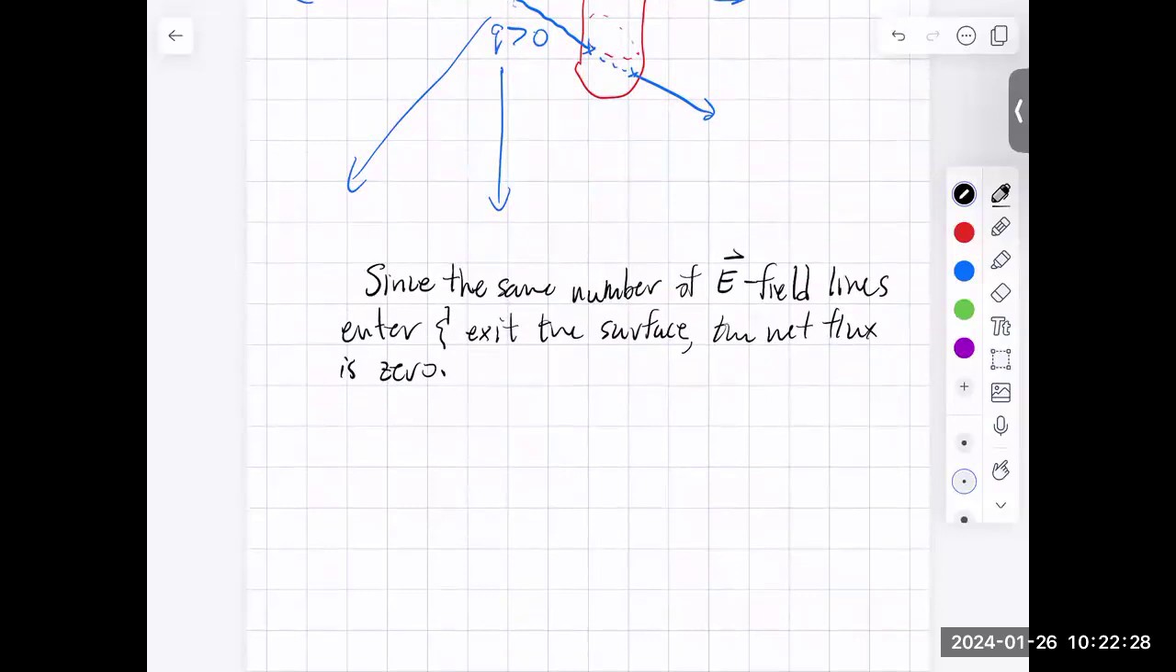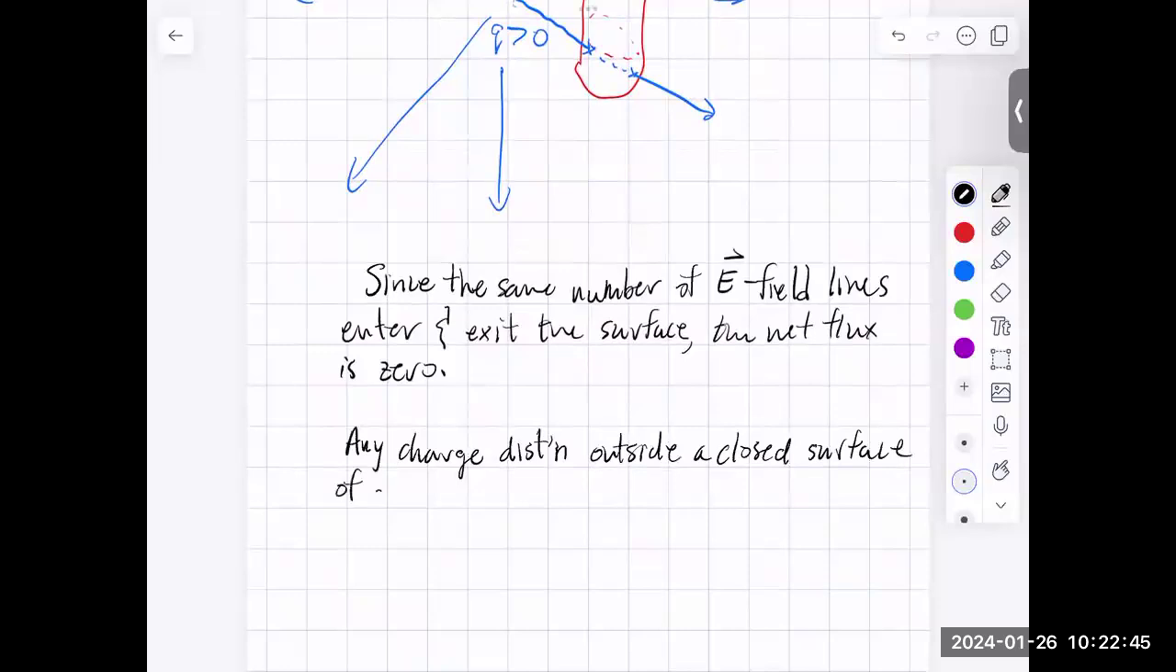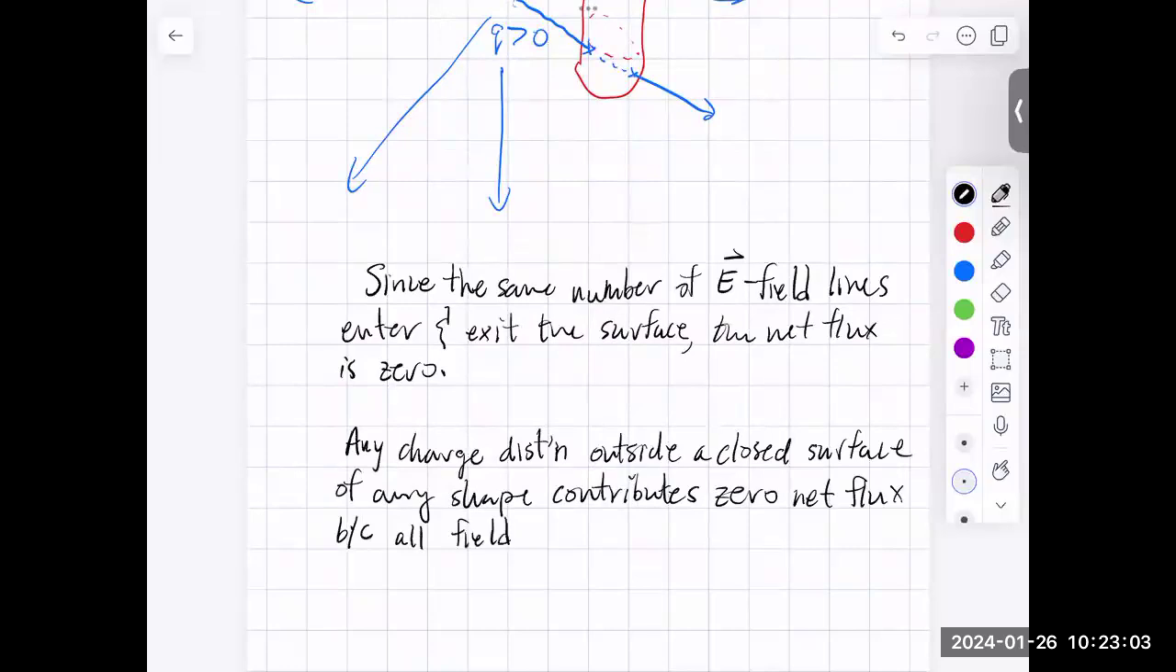Okay, so any charge distribution outside a closed surface of any shape contributes 0 net flux because all field lines enter and exit the surface.